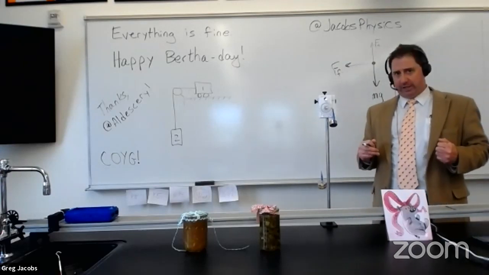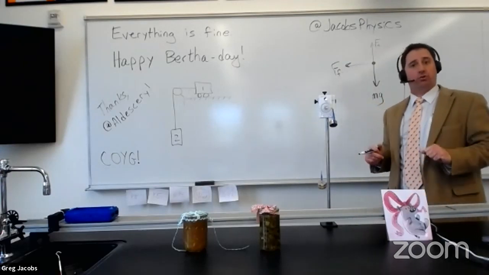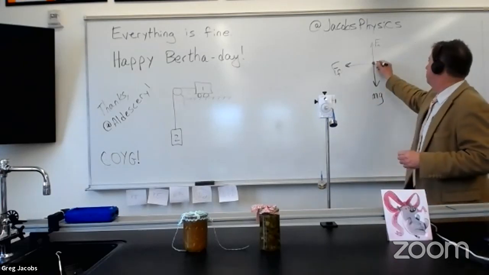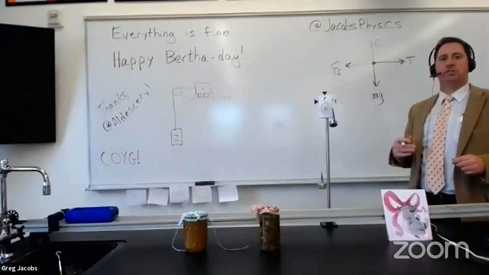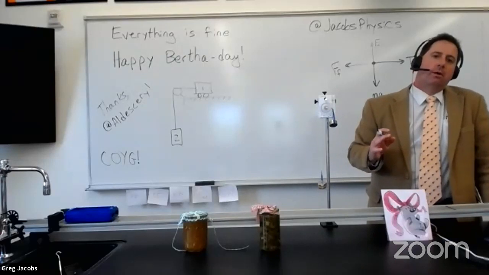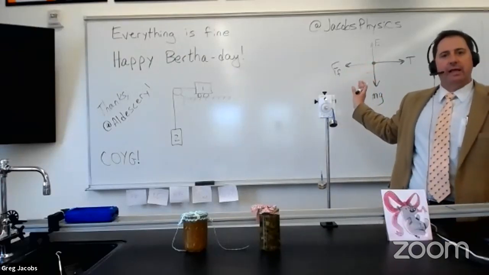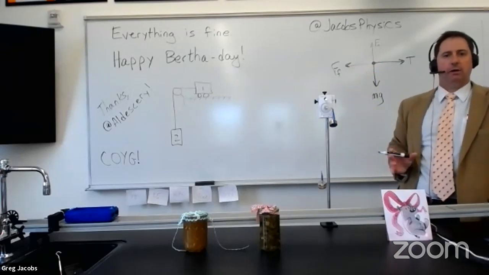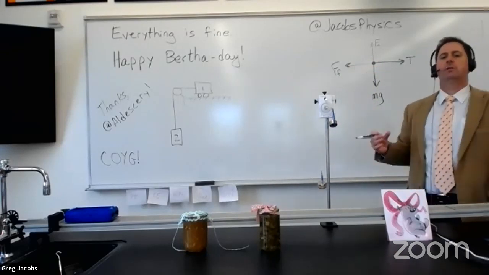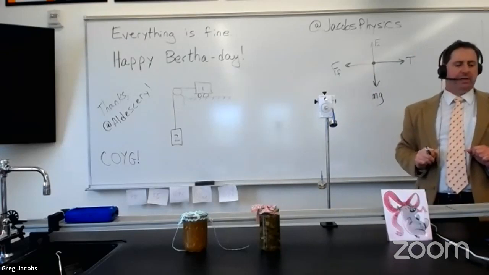What else is touching the block besides the track? The string. So the force of the string on the block. We don't write 15 newtons, we write a variable that represents the force of the string on the block. What else is touching the block? Nothing else. So that's our complete free body diagram.